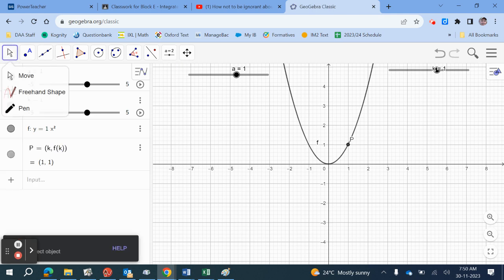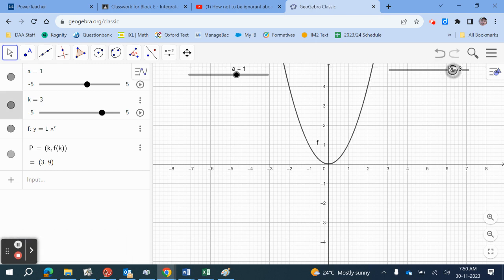I've done it this way with the k constant over here, which lets us move the point around. You can see it moving around on the curve. So now we need to find the point Q over here.